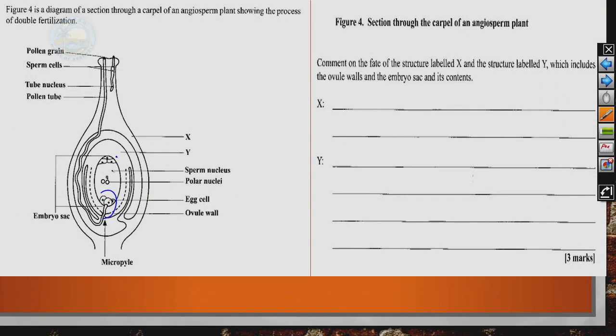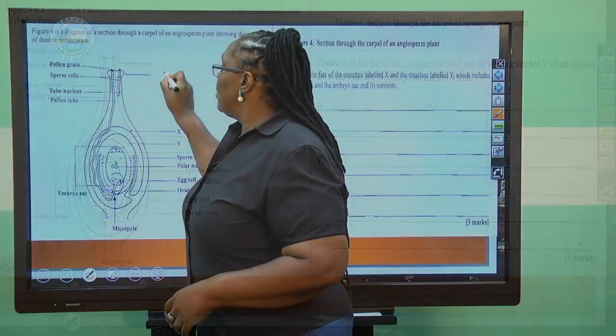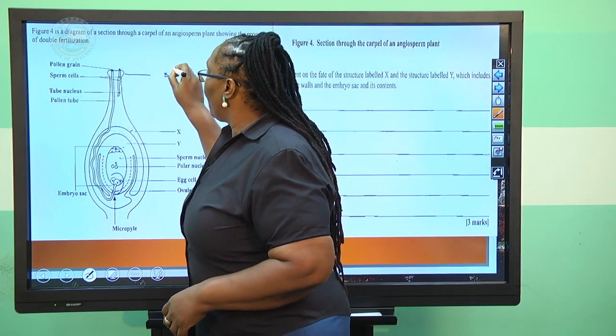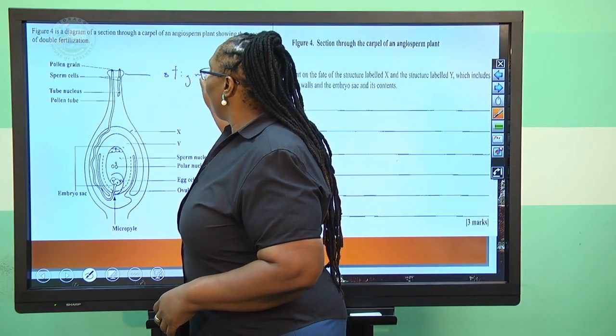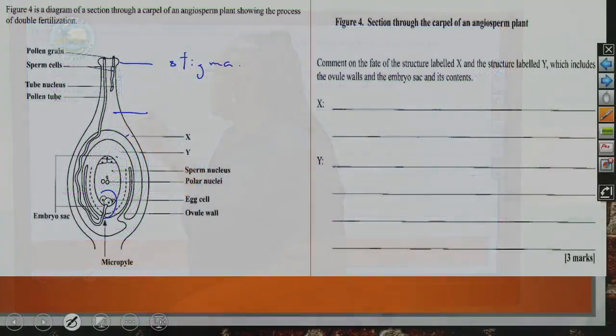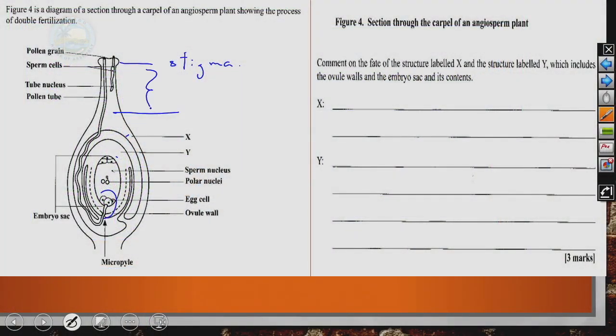So what you are supposed to do here is comment on the fate of the structure labelled X. What is the structure labelled X, people? If you look at it, this here is the stigma, this whole region here is the style, and this here is the ovary.